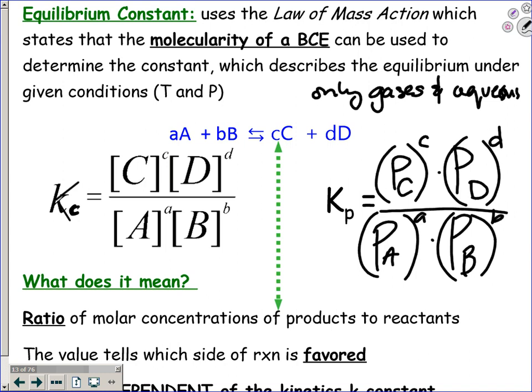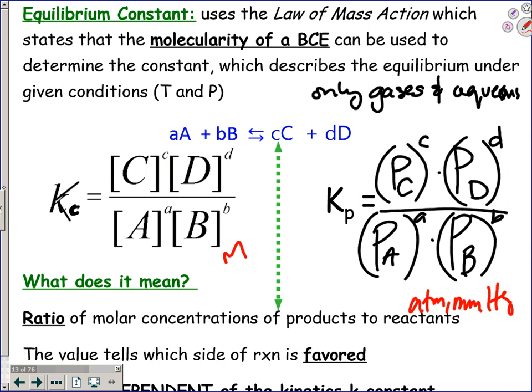So, if we're given pressures, what would clue us in that we're given pressures? It would say atmospheres or millimeters of mercury, whatever, right? It would give us pressure units. And if it gave us concentration, it would give us molarity.